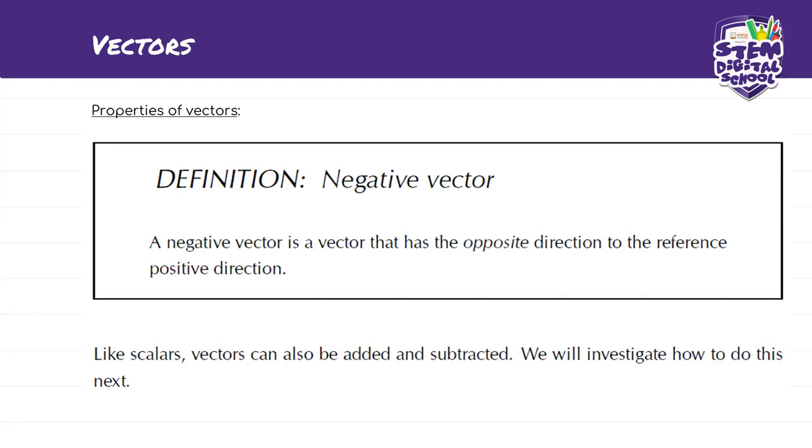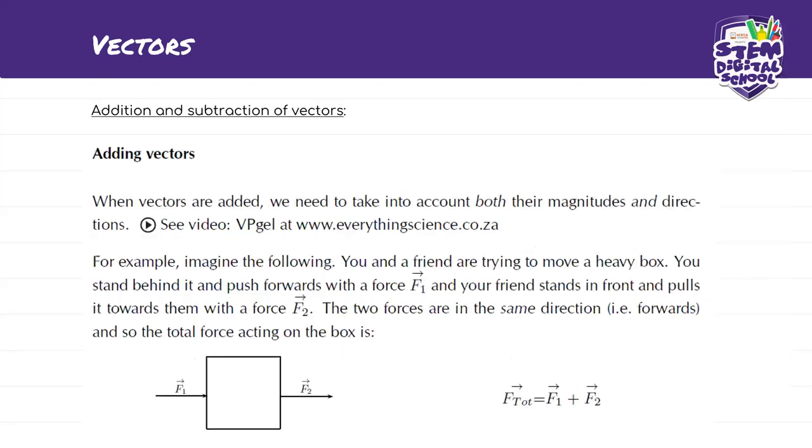Okay, so let's see how we're going to work on that. Adding and subtracting of vectors. When we're adding vectors, we need to take into account both their magnitude and direction, okay? So for example, imagine the following. You and your friend are trying to move a heavy box. You stand behind it and push forward with a force of F1. And your friend stands in front and pulls it towards them with a force of F2. So you see, these are two forces that are in the same direction, which is the forward direction. So the total force acting on the box will be equal to F1 plus F2, because they are both acting in the same direction.